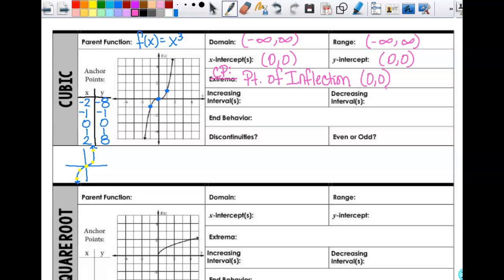Manuel, which one is it? Am I increasing the whole time or decreasing? Increasing, because from left to right, it's getting bigger, right? So I'm increasing from negative infinity to infinity. So I'm decreasing none then.